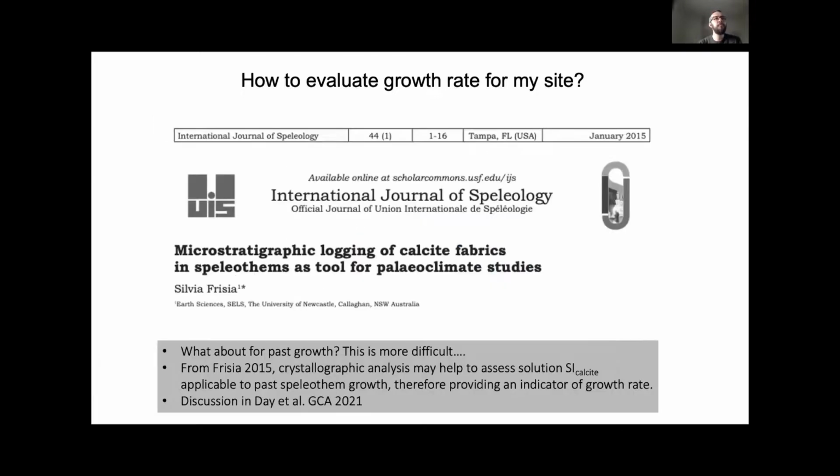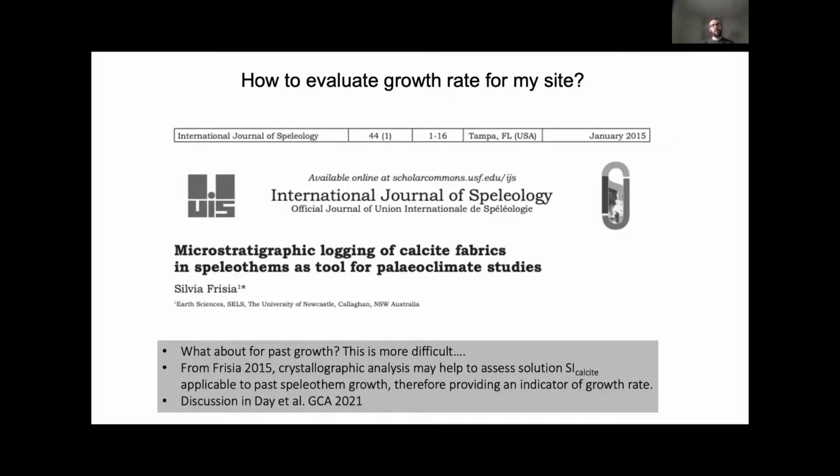But what about a much older speleothem growth that might be dating back many thousands of years? How might we assess the growth rate applicable to our trace elements 1,000 years back in the past or 10,000 years ago or so? That's clearly much more difficult because we can't go to the cave and measure the solution and the temperature at that particular time.